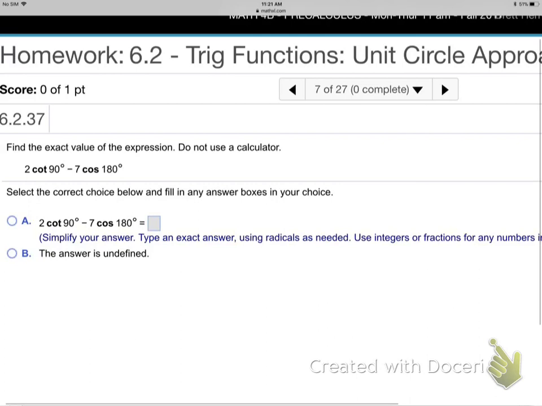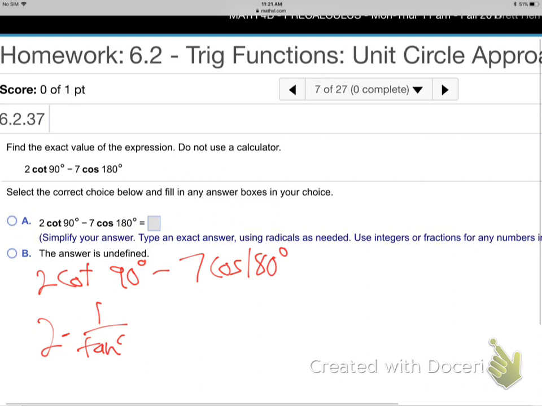2 cotangent of 90, minus 7 cosine of 180. All right, so by the way, how are you going to do cotan of 90? 1 over tan, yeah, 1 over tan. So cotan is 1 over tan, and really, upside down of tan. How about this? I think it would be best to do cosine over sine.